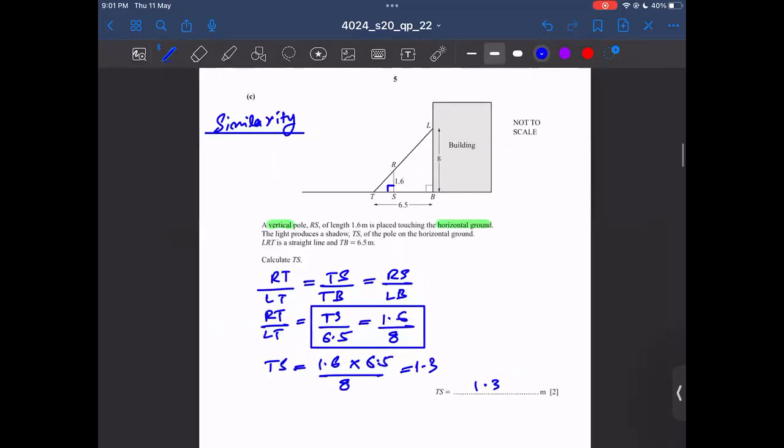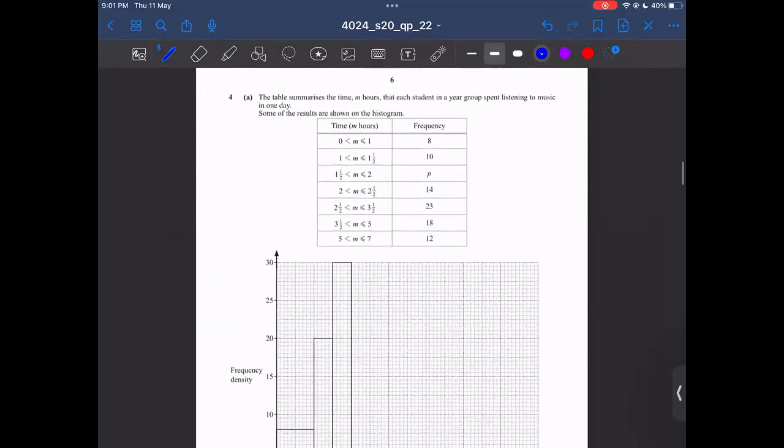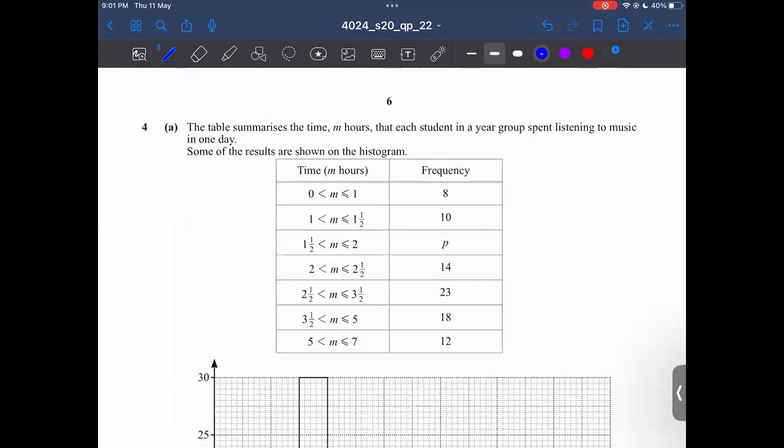All right. Moving on to the next question, it is of statistics, and it says the table summarizes the time, in hours, that each student in a group spends listening to music in one day. Some of the results are shown in the histogram. The students who listen to music for 0 to 1 hours are 8 students. 1 to 1.5 hours is 10 students. 1.5 to 2 hours is P students.